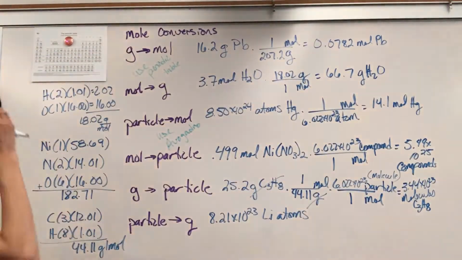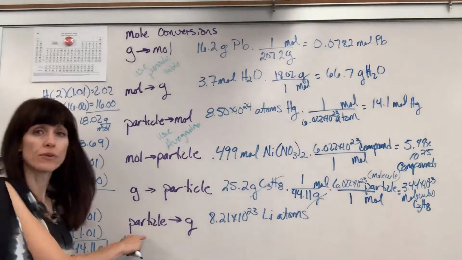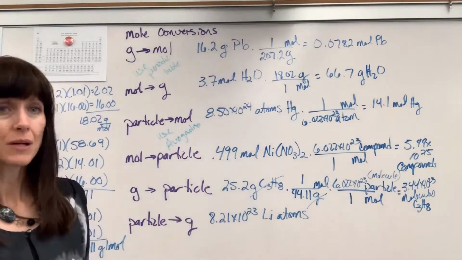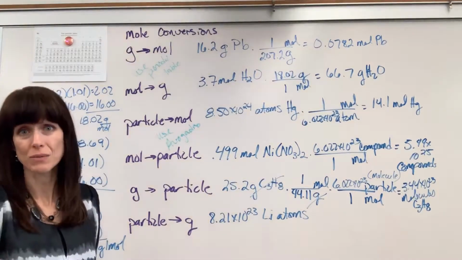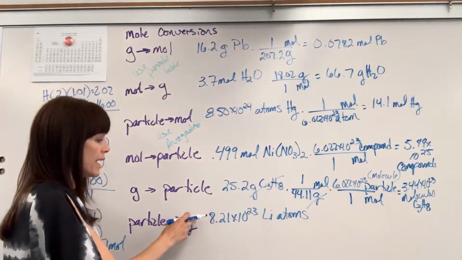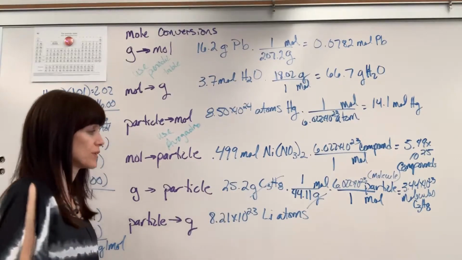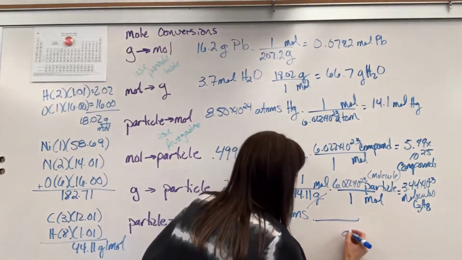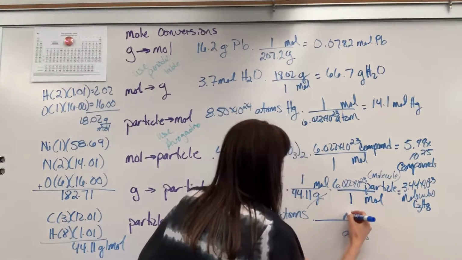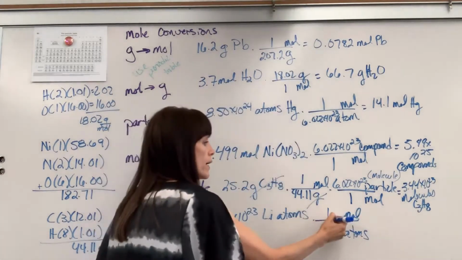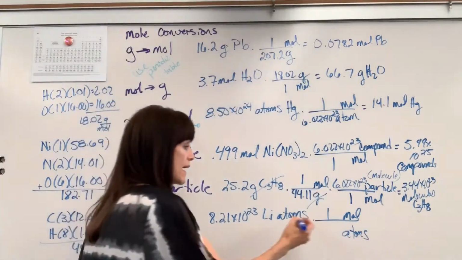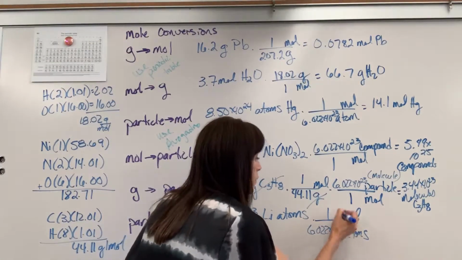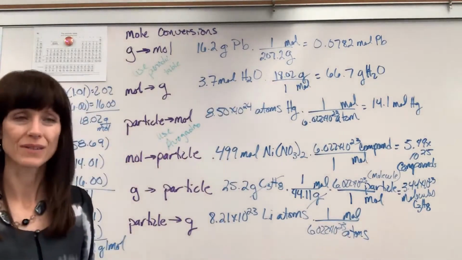Last one, we're going to reverse it. So now we're going to go from particle to gram. Again, I see particles, I think Avogadro's number. I see grams, I think molar mass. So we're going to have to use both. I have 8.21 times 10 to the 23 lithium atoms. I want to get rid of that particle. So atoms goes in the denominator and mole goes in the numerator. 1 always goes with the mole. And the atoms, our particles, 6.022 times 10 to the 23. 1 mole has that many atoms, Avogadro's number.